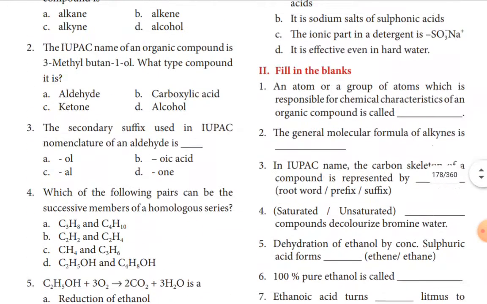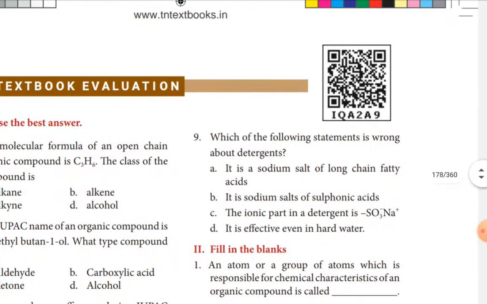Then next one: which of the following statements is wrong about detergent? Detergent is a sodium salt of sulfonic acid. The ionic part in detergent is SO3- Na+. It is effective even in hot water. They asked to find out which is wrong about the detergent. Option A is wrong: sodium salts of long chain fatty acid. That is the wrong one because that refers to soap.